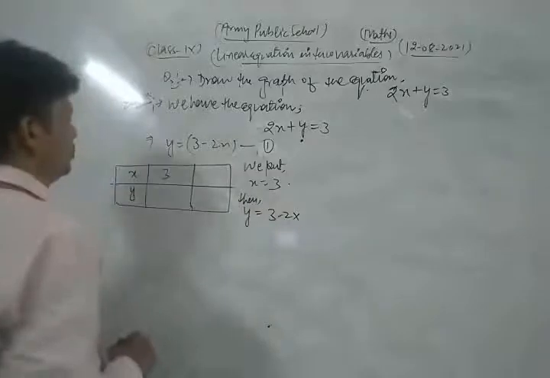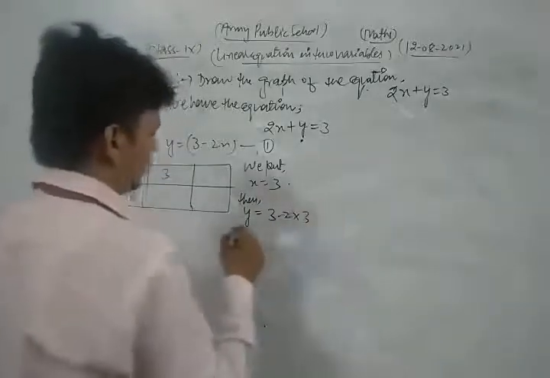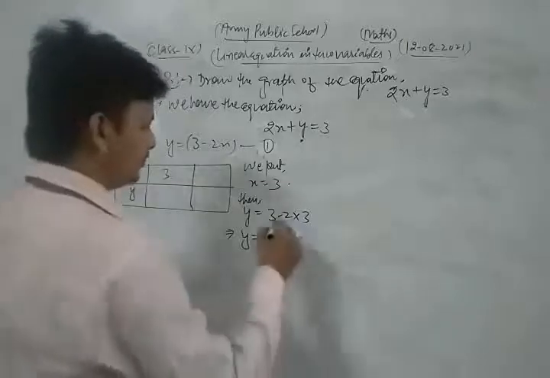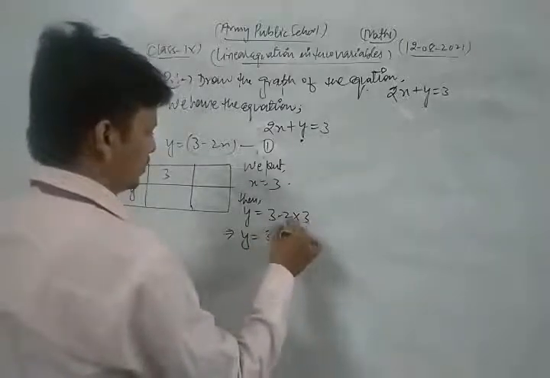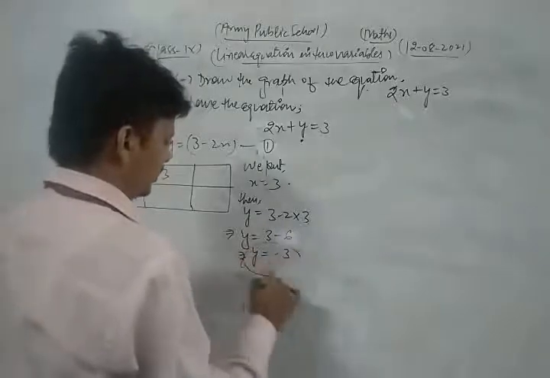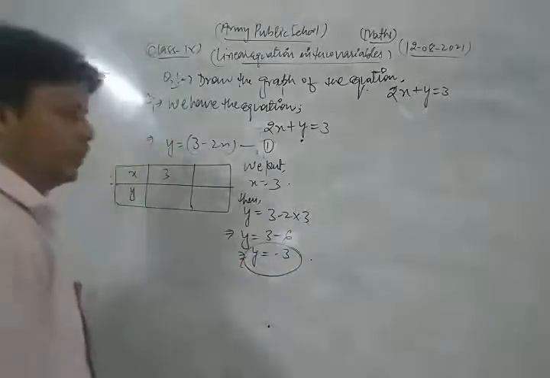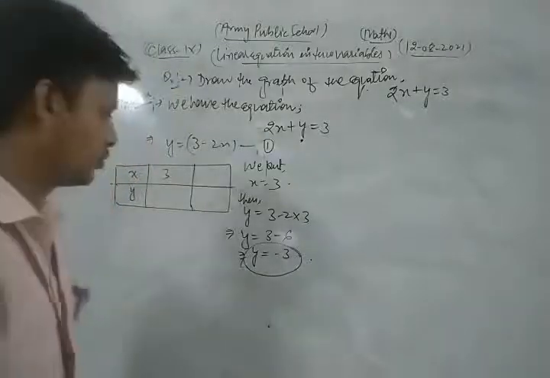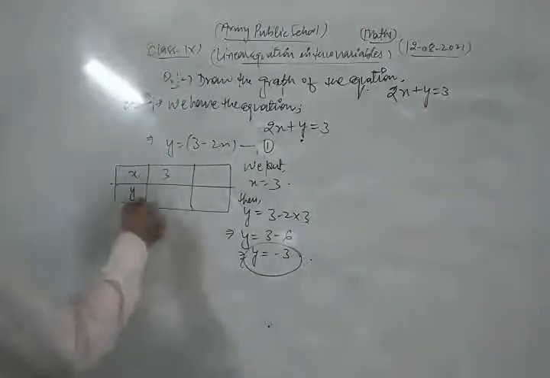3 minus 2 into 3 means we get y is equal to 3 minus 6. That is y is equal to minus 3. Okay, dear students, so here we put x equals 3 and get y is equal to minus 3.